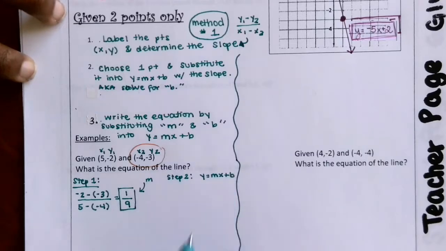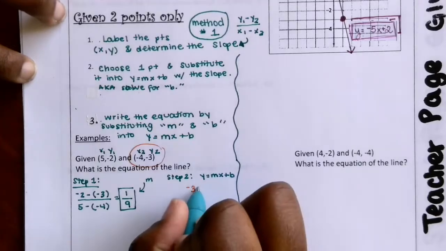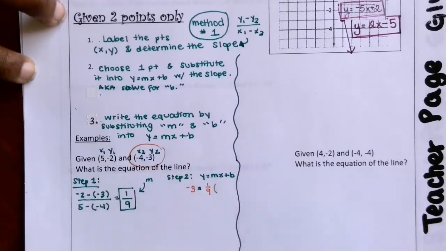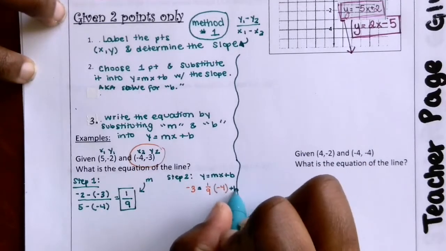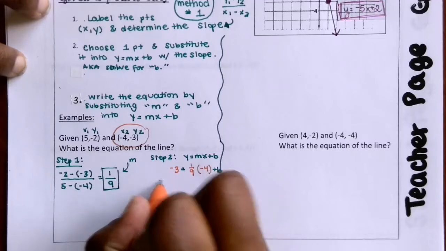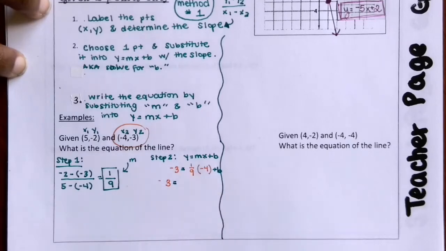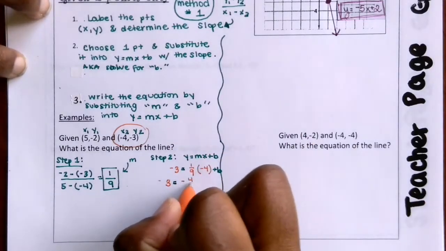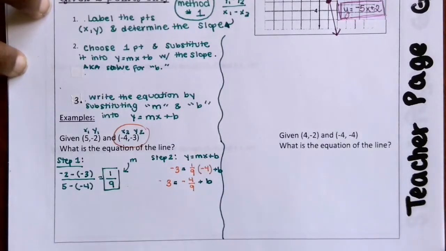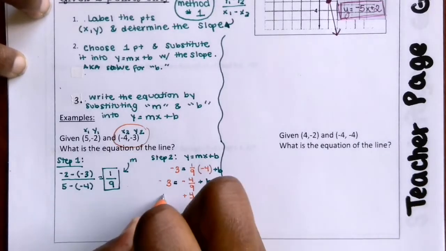I'm going to substitute in -3 for y. I'm going to substitute m with 1/9. I'm going to substitute x with -4 and then replace the plus b because I'm solving for what the value of b is. The left side of my equation stays the same, so I'll bring down that -3. I will now need to multiply 1/9 and -4, which gives me -4/9 plus b. To isolate b, I will need to add 4/9 to both sides of my equation.